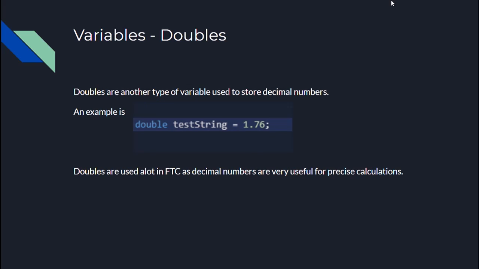Variables. Doubles. Doubles are another type of variable used to store decimal numbers. An example is double test string is equal to 1.76 semicolon. It's basically the same thing as an integer, except it has decimal points at the end.